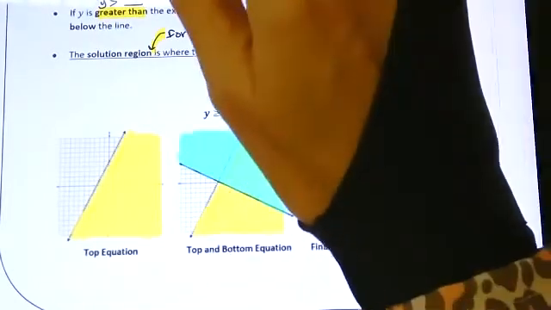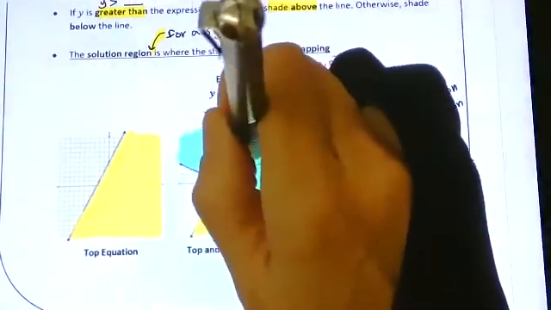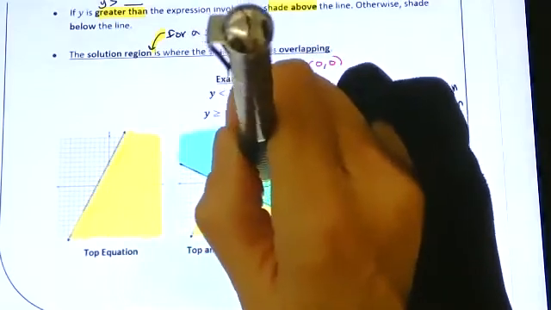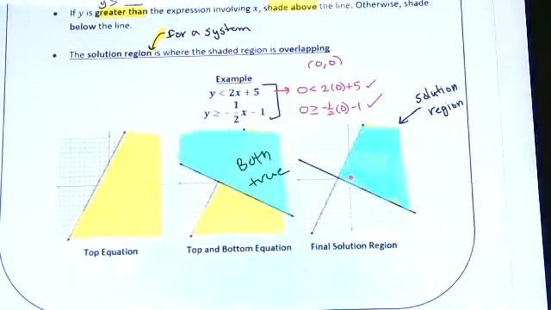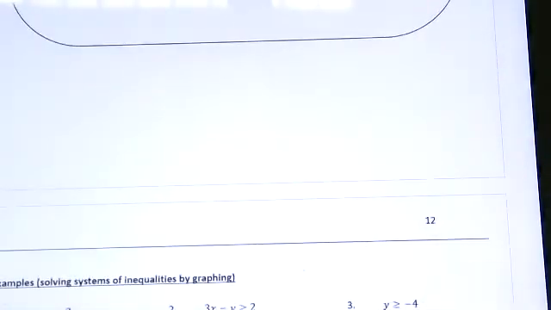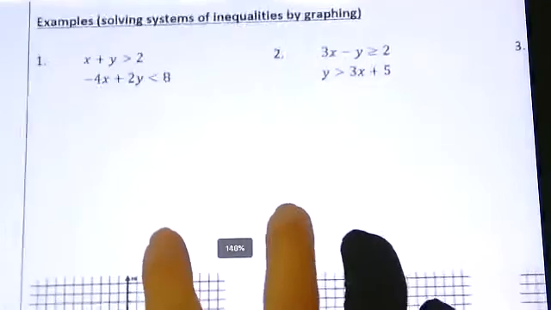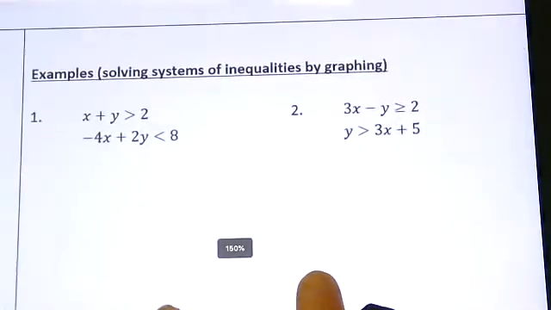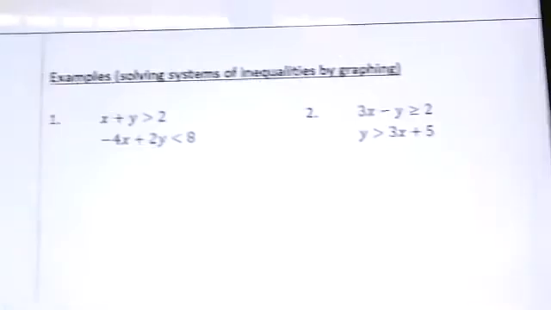Okay, so that solution region is both true. That's what we're looking for. Okay, so we're looking for the region where both inequalities are true. And that's basically how we do it. So as far as learning what to do, we are done, but we're going to do some examples here.